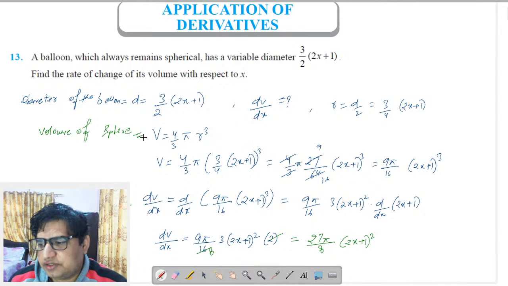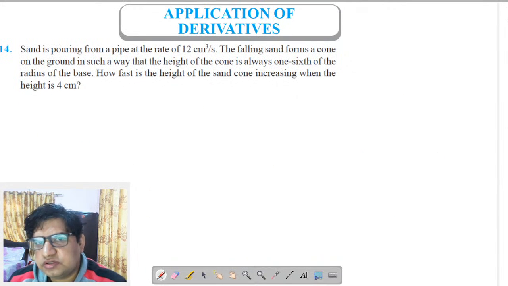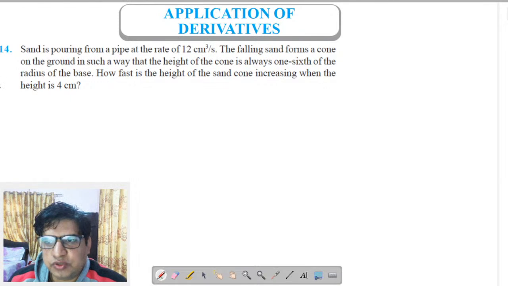So let's move on and try to solve a few more questions based on the same topic. So here we have one more question. Sand is pouring from a pipe at the rate of 12 centimeter cube per second. What is given here is volume. From the unit itself we can find out that this is dV/dt, because only volume can be written in cubic centimeter or meter, and with that we have per second, so it is dV/dt only. So we'll simply write dV/dt is equal to 12 centimeter cube per second, that is given to us.